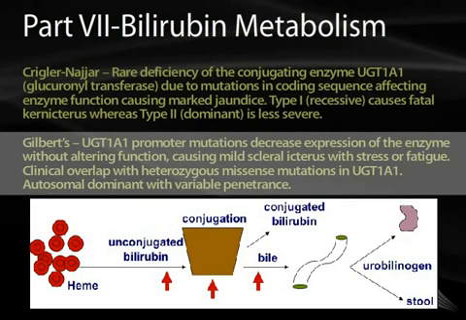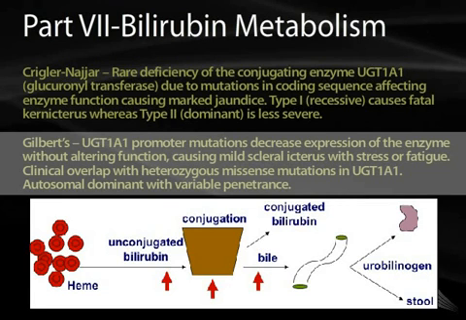Gilbert syndrome is a mutation in the UGT1A1 promoter region, so this causes a decrease in expression of the enzyme without altering its function. Gilbert's is more mild than Crigler-Najjar. You see mild scleral icterus with stress or fatigue. There is some clinical overlap with heterozygous missense mutations in UGT1A1. Overall, Gilbert's is an autosomal dominant disease with variable penetrance.